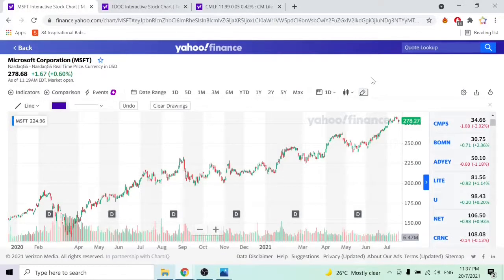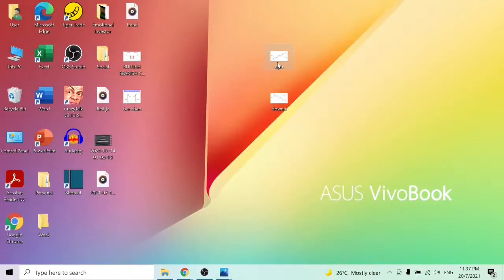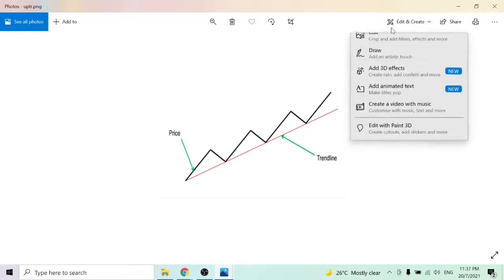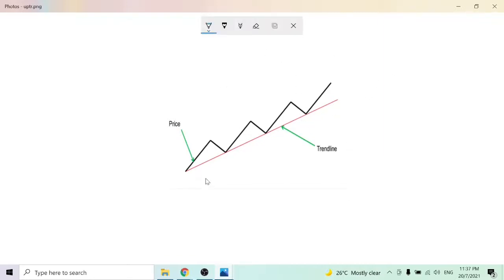Okay, first of all, we need to know how to draw and use a trend line. First would be the uptrend line, where we need to connect 2 points, the lowest low and the higher low. This is the lowest low, this is the higher low. 2 points are required to draw a trend line. The third point usually confirms the validity of this uptrend line.